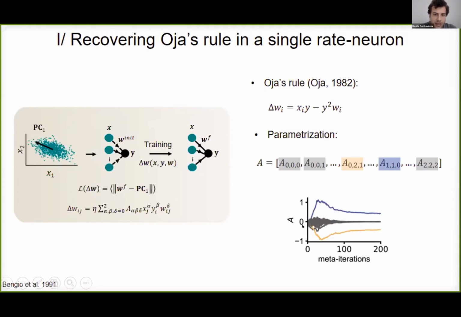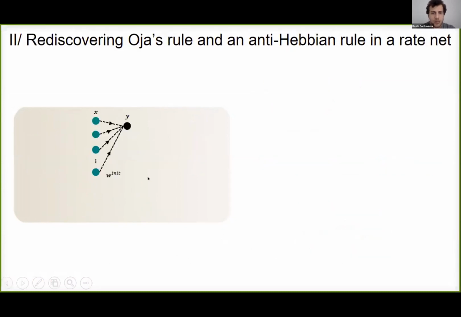So each line is the evolution of one parameter of the plasticity rule across an optimization process, starting from a random initialization. You can see that all the parameters go to 0, except this blue one, which is the Hebbian term, which goes to some positive value, and the normalization term in orange, which goes to minus the other one. So that is to say, we recover Oja's rule. And this result itself has been expected since Bengio et al., like in the early 90s, who predicted that we could solve this. But say now we would like to recover additional principal vectors.